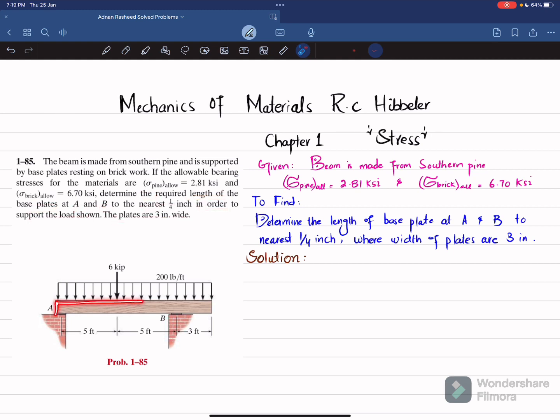So you can see this is the beam, made of southern pine, and there is a uniformly distributed load over the whole length, 200 pounds per foot, and there is a 6 kip load at a distance of 5 feet from point A, and there is a base plate between this beam and the bricks. You have to find the length of this base plate. So let's start with the solution.